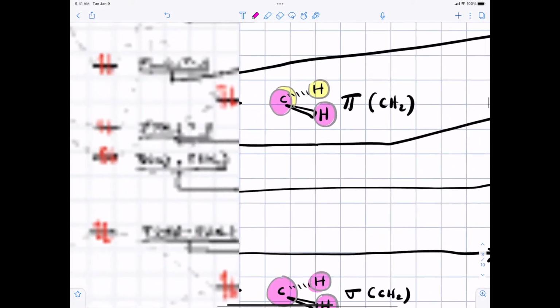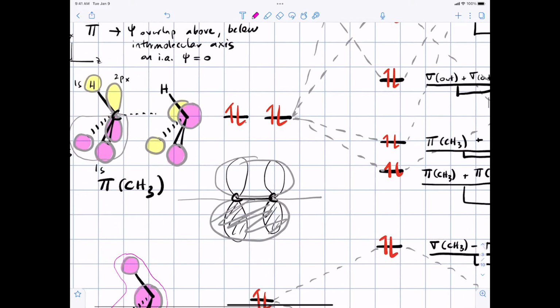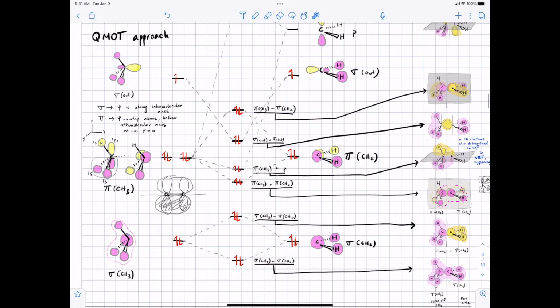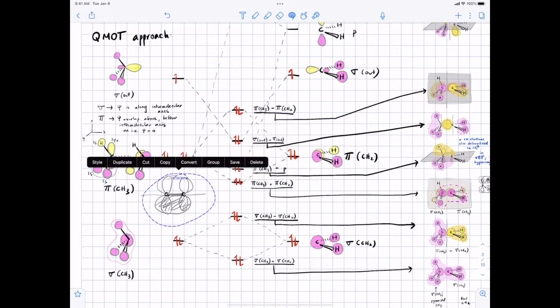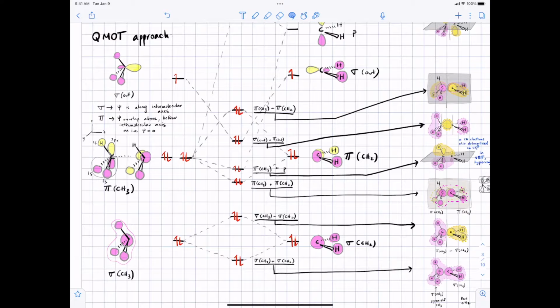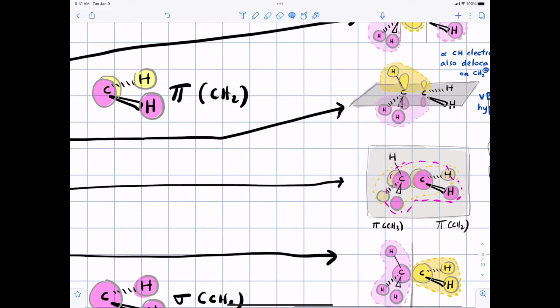If we take the other of our two pi CH3 orbitals, can I ask a question? Yes, go ahead. Do we have to know why it is happening like that? Why are they overlapping like that? Or are we just supposed to know, okay, this is pi CH3 and CH2, and we don't need to know why it's actually happening?